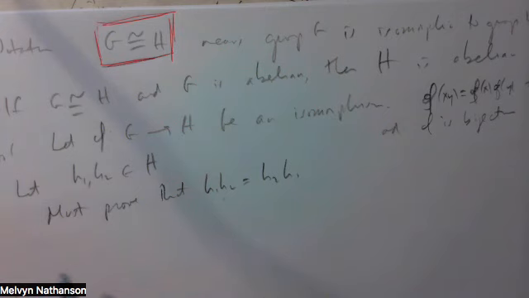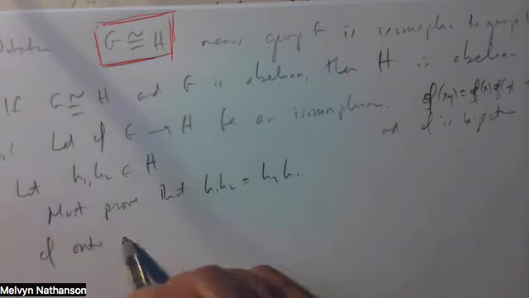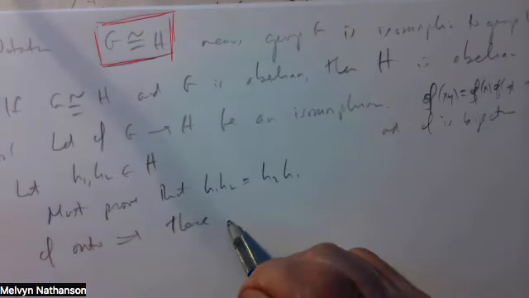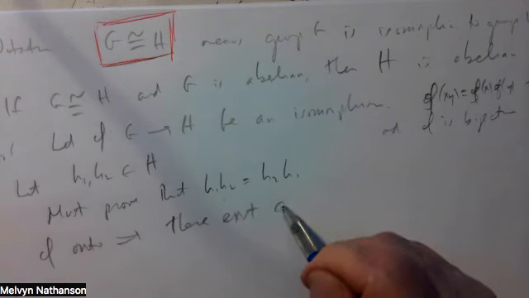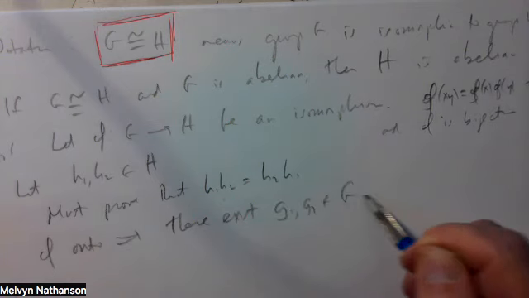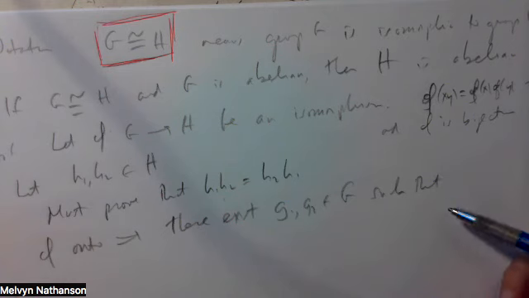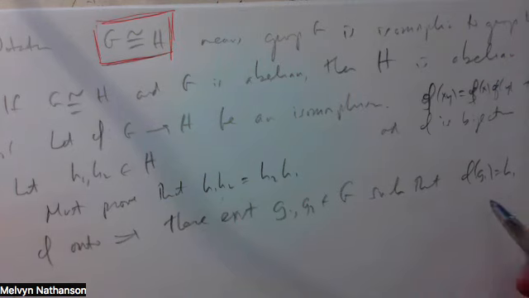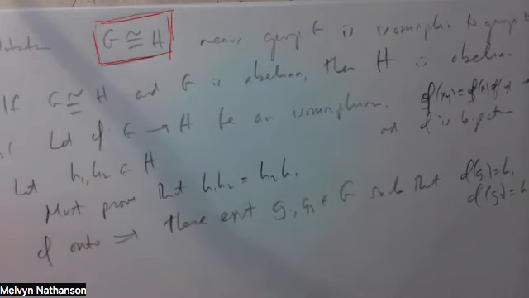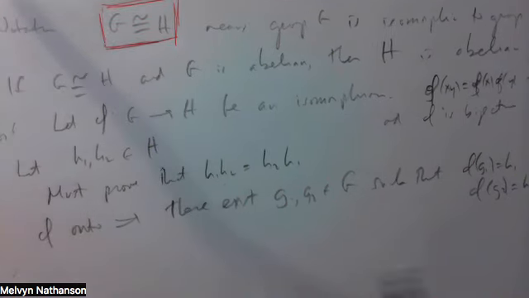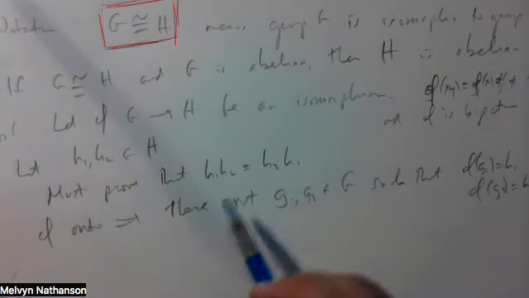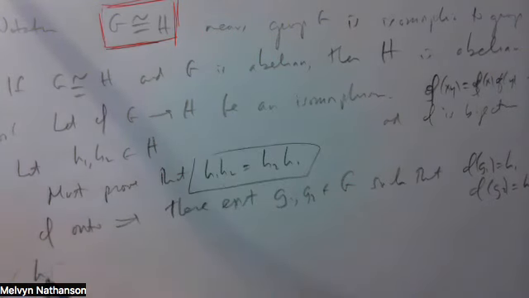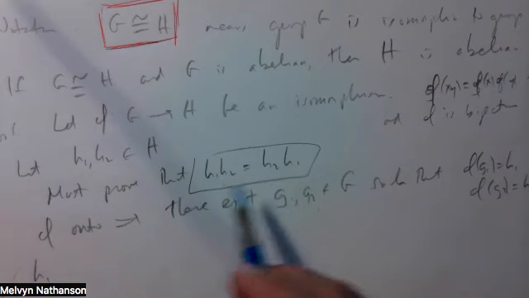How can I prove that? So phi is onto means there exist elements g1 and g2 in G such that phi of g1 equals h1 and phi of g2 equals h2. So let me be a little bit clever. This is what I want to prove. So how can I prove h1 h2 equals h2 h1?